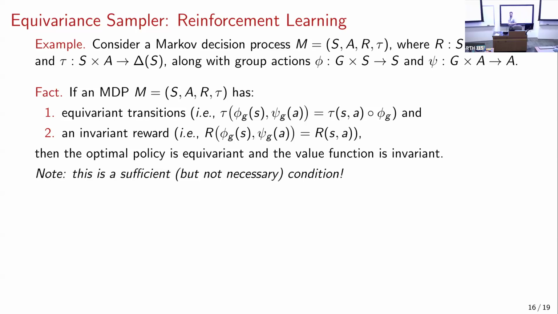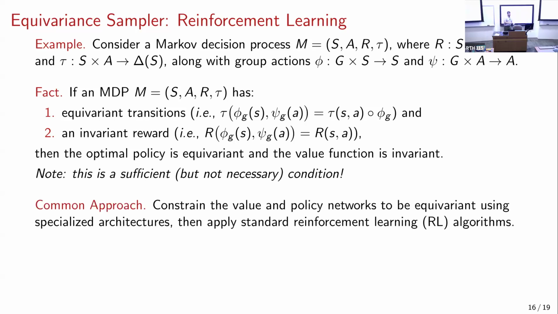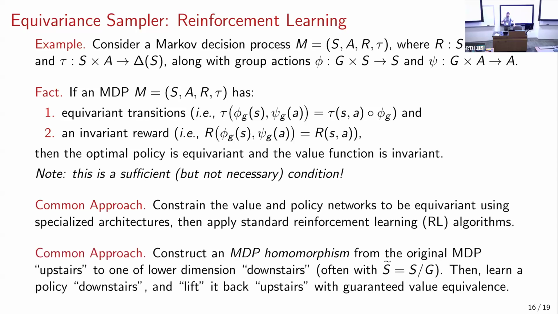This is a sufficient but not actually necessary condition. A common approach then is to constrain the value and policy networks in such a way that enforces these symmetries, and then apply our standard RL algorithms, but with these particular structured networks. Another approach, which is slightly different, is to use these symmetries to construct what's called an MDP homomorphism, which essentially projects this down to a lower dimensional MDP and then solve it with standard methods.